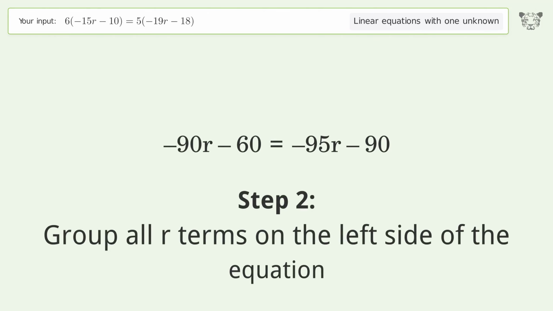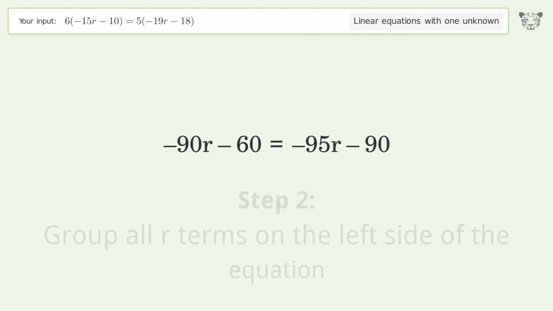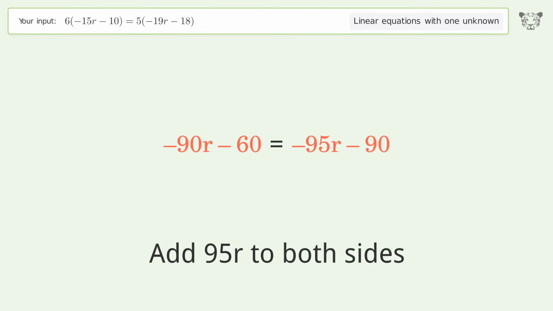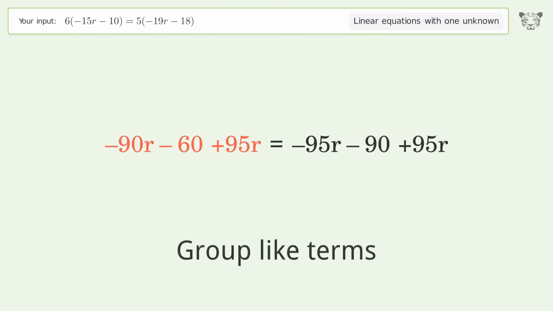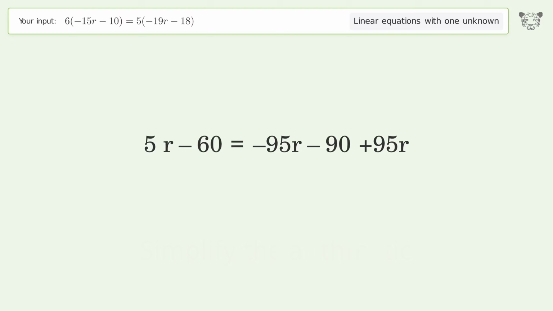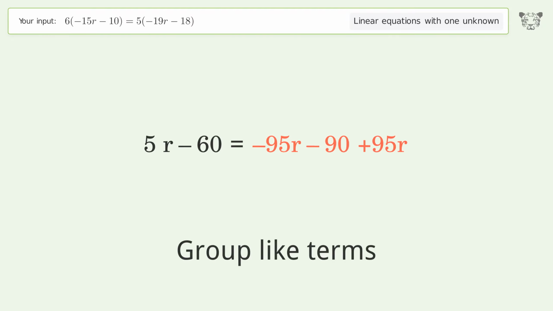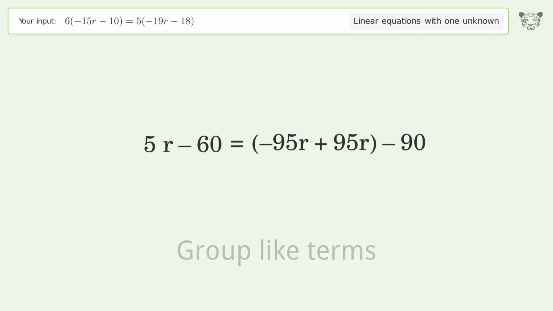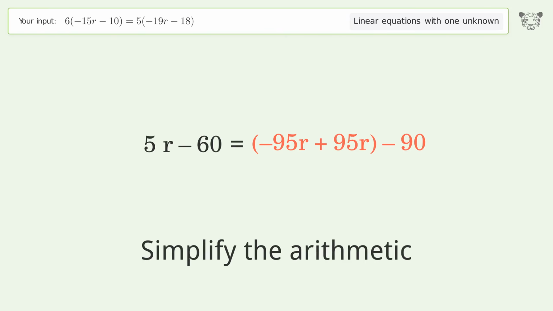Group all r terms on the left side of the equation. Add 95r to both sides. Group like terms. Simplify the arithmetic. Group like terms. Simplify the arithmetic.